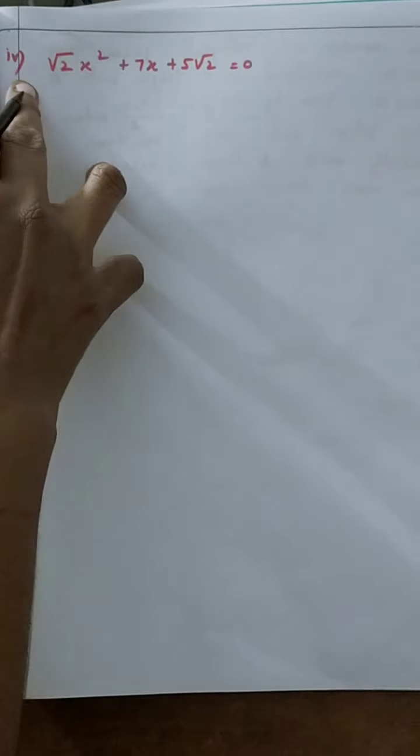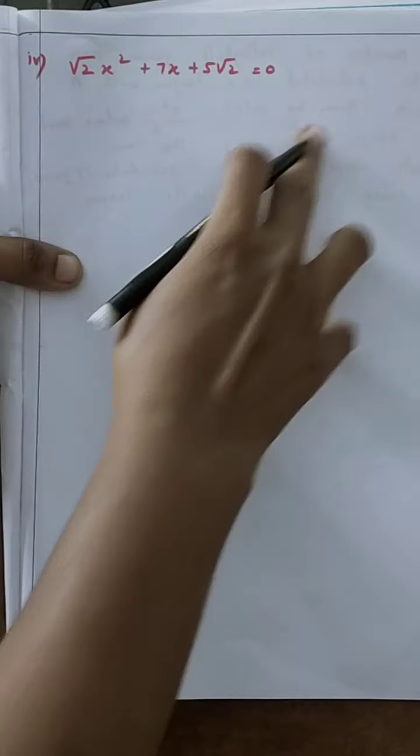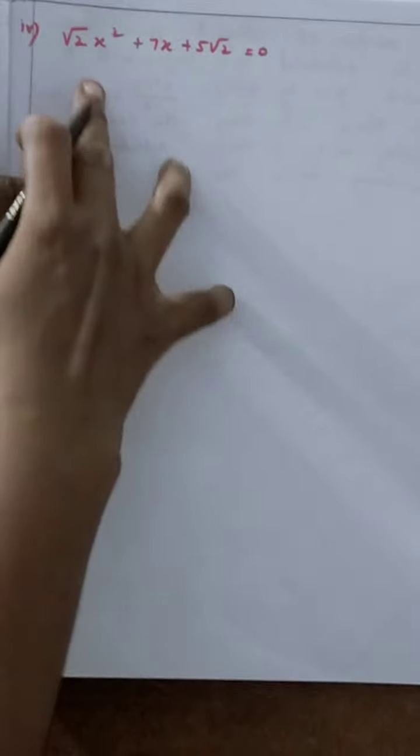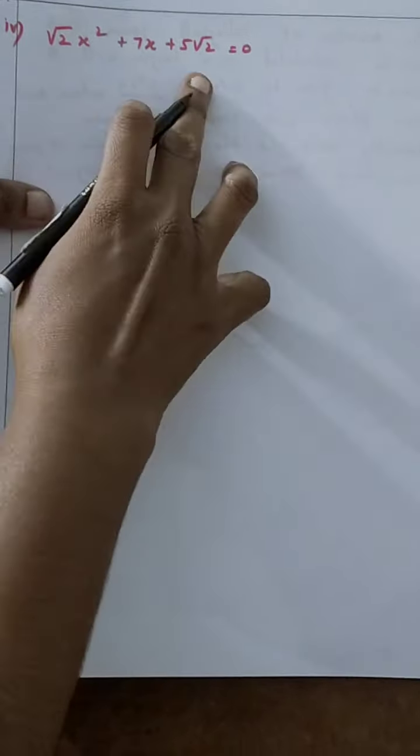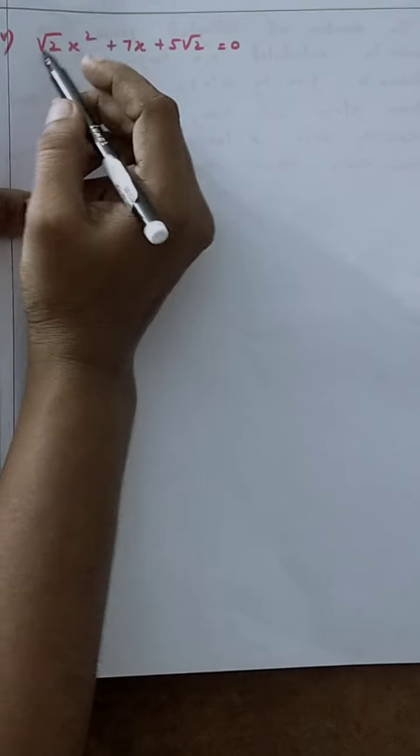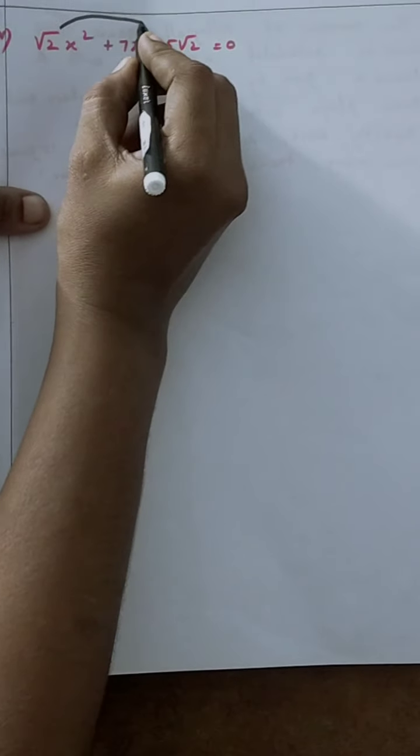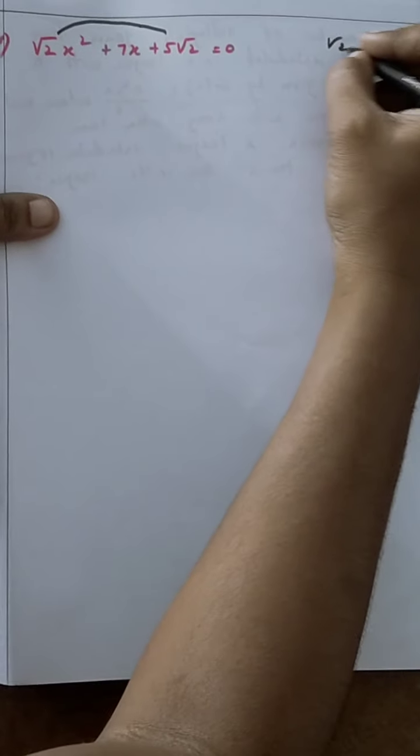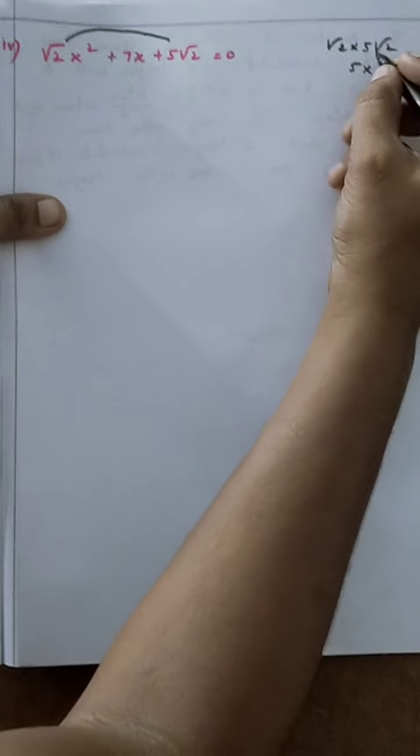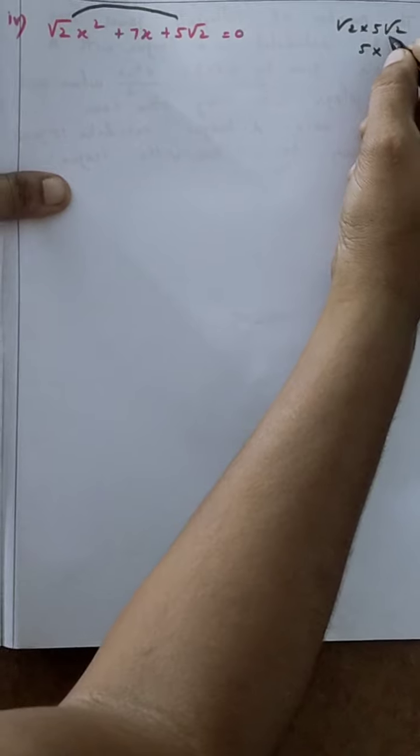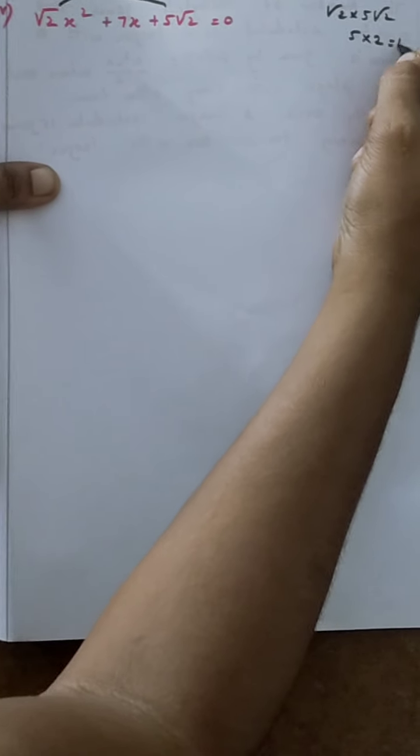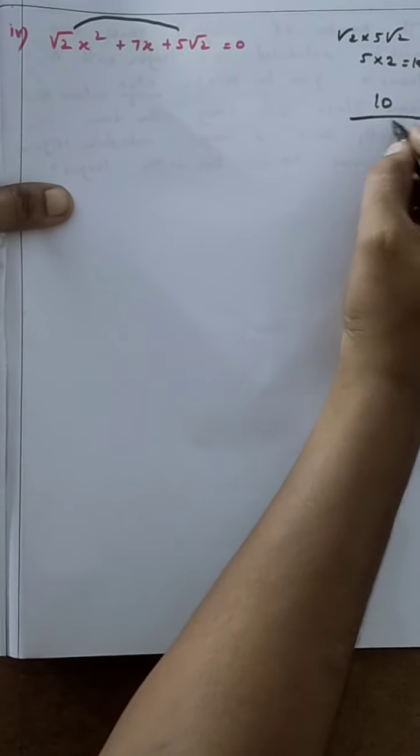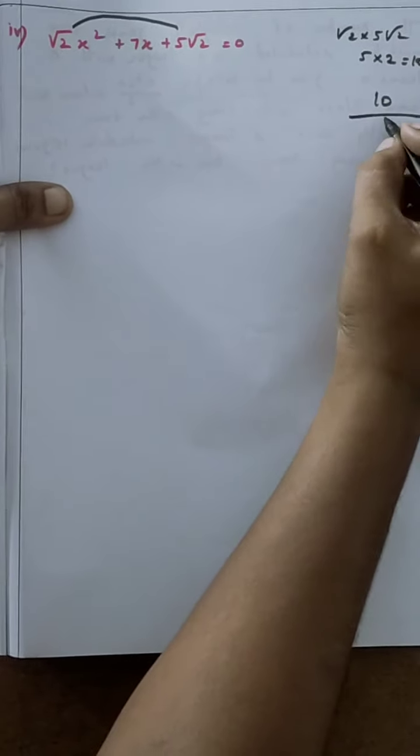The same applies to the fourth one. Solve the quadratic equation by the factorization method. It's given with root 2 terms. The same method: find the product term and then the middle term. So take the coefficient values, starting with the first term: root 2 into 5 root 2, multiply and find the product term. 5 into root 2 into root 2, the same term, so the square root is removed and the number is 2. So 5 twos are 10. So product term 10 and the middle term is plus 7.